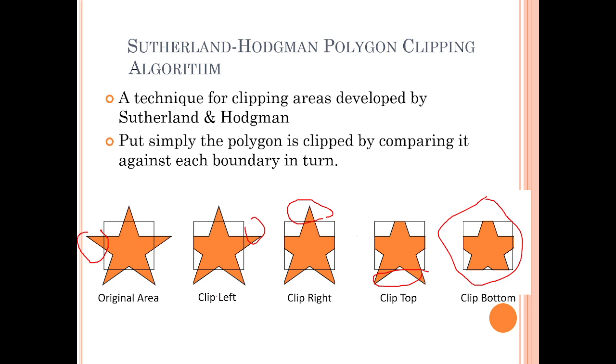In the Sutherland-Hodgman algorithm, we take four regions, but in line clipping we take nine region codes. Here we take only four areas, that is left, right, top, bottom. So first we remove the left side outside of the window. Next remove the right side of the window. Next remove the bottom of the window. Next remove the top of the window.